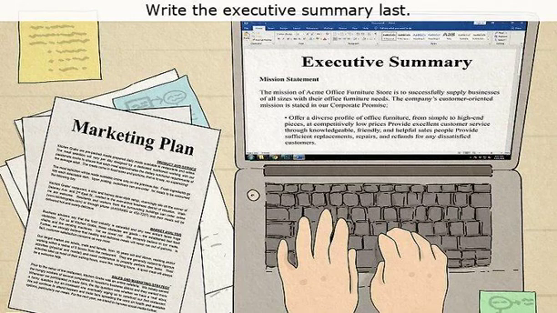Step 2. Write the executive summary last. The executive summary is basically your big appeal to investors, or really anyone who reads your business plan, that should summarize and articulate what it is that's great about your business model and product. It should be less about the nitty-gritty details of operations and more about your grand vision for the company and where it is headed.